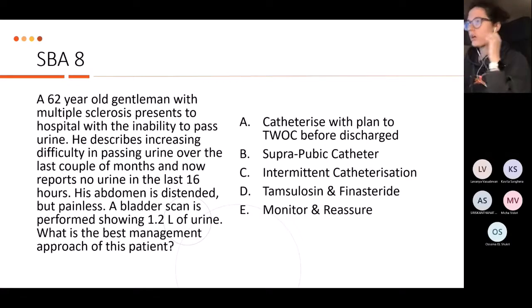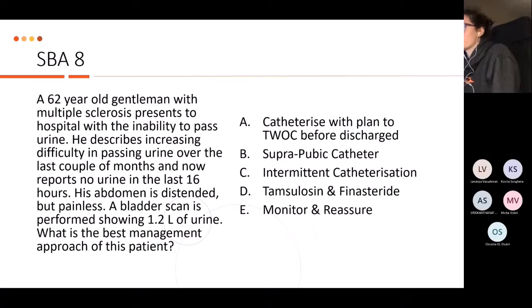Yeah, so C is the correct answer. This is a case where you've got a patient who's developing a chronic retention issue, and progressively they won't be able to pass urine for themselves. So you're not going to catheterize and then remove it, because they're going to run into trouble again. A suprapubic catheter might be something you consider down the line, but it's not what you would jump to first.